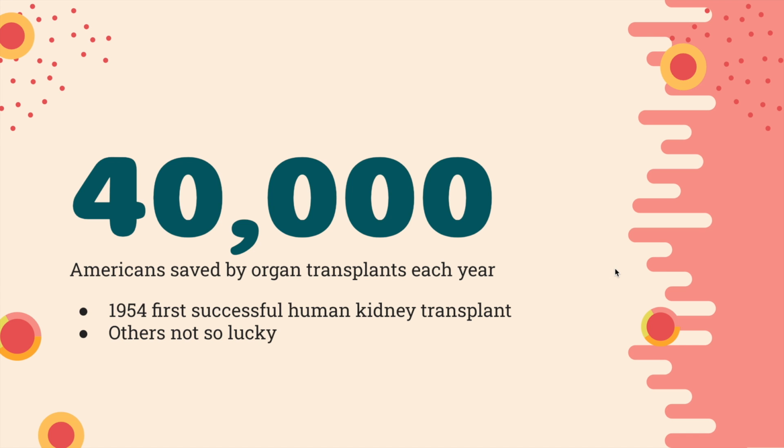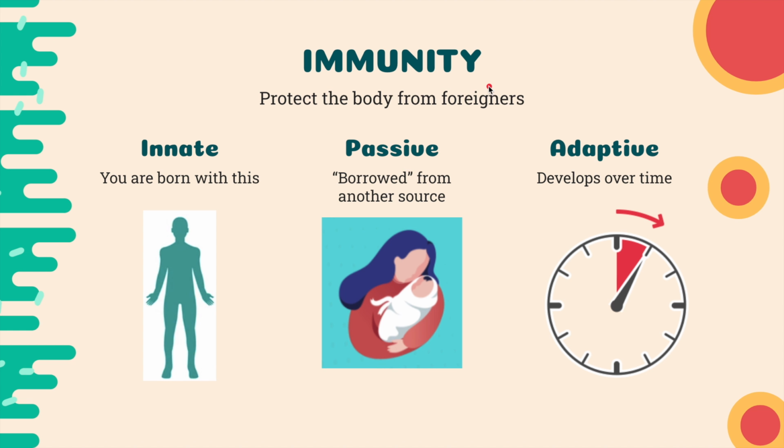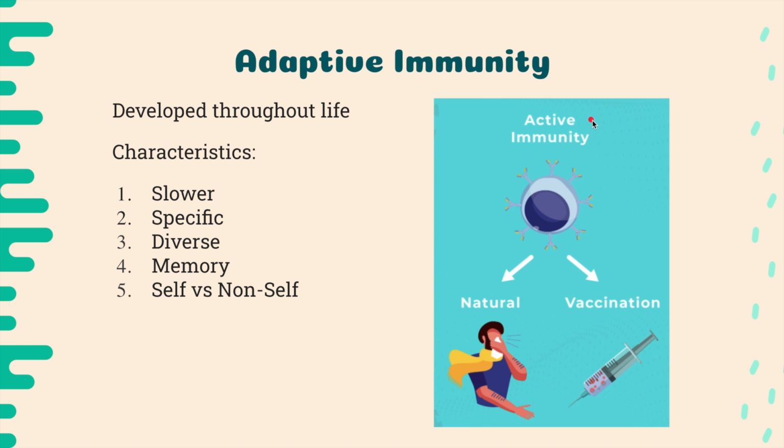To understand why this happened, we first need to understand adaptive immunity, but first the general immune system. The job of the immune system is to protect the body from foreigners such as bacteria and viruses. There are three breakdowns: innate immunity, passive, and adaptive, which we are going to focus on today. Adaptive immunity, we basically develop through life as we are exposed to pathogens either naturally or through vaccination. The characteristics of adaptive immunity are a slower and more specific response, a diverse range of molecules that it can respond to, memory for faster repeated response, and the ability to distinguish between self and non-self.